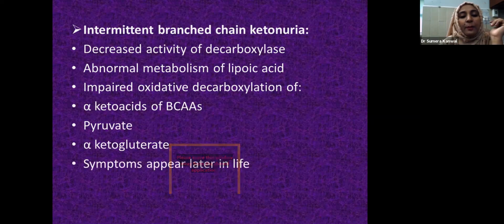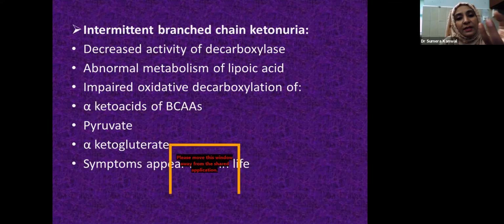and their symptoms appear later in life because it is not a genetic disorder, it is a nutritional disorder, and it can be treated by giving lipoic acid supplements and some other supplements. Because it is intermittent, it appears gradually.